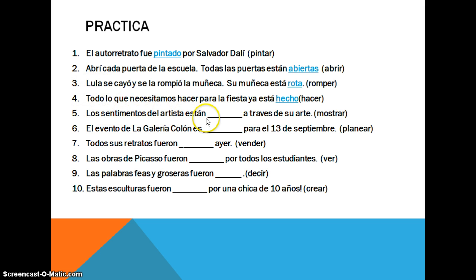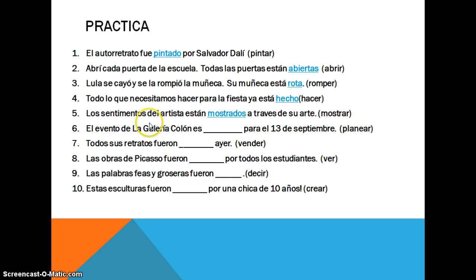Los sentimientos del artista están blank a través de su arte. So the sentiments of the artist, or the artist's sentiments, are shown throughout his work. Okay? So what are shown? The sentiments, which are plural and masculine. So I'm going to take mostrar, add the ado to the end, and the S because it's also matching something masculine and plural.